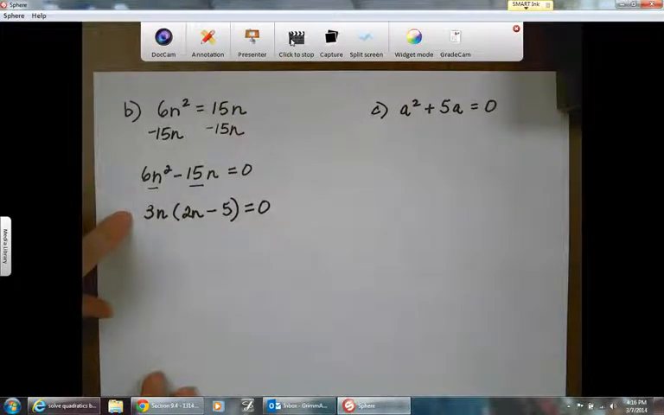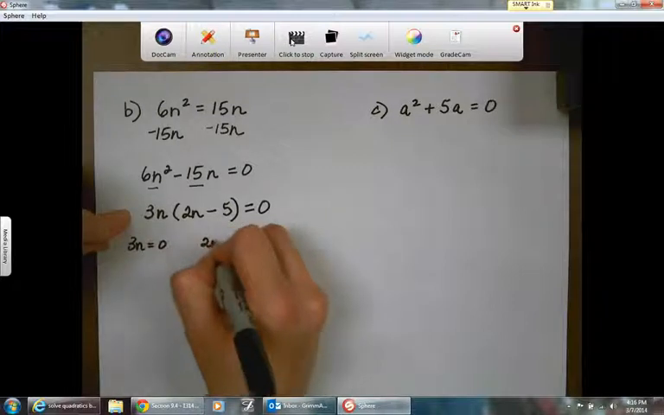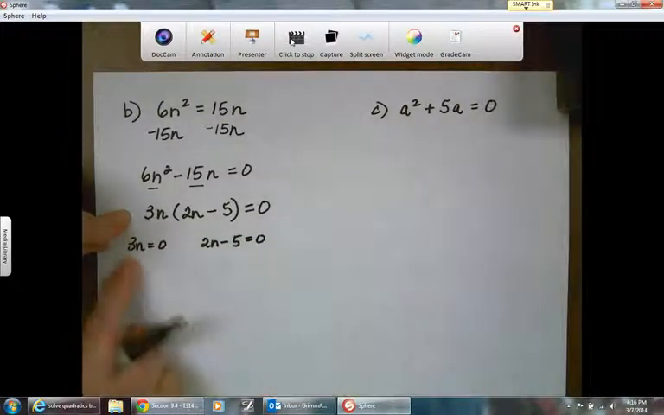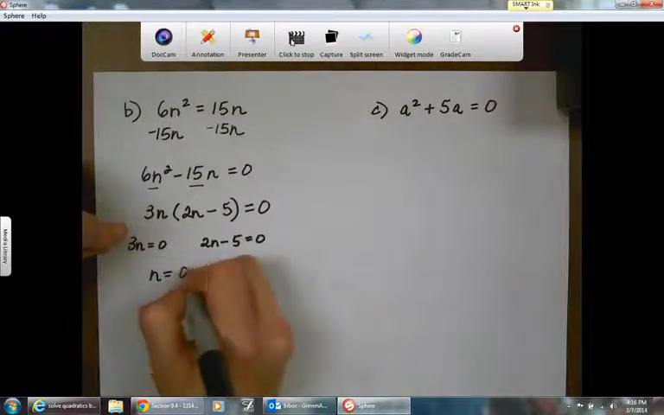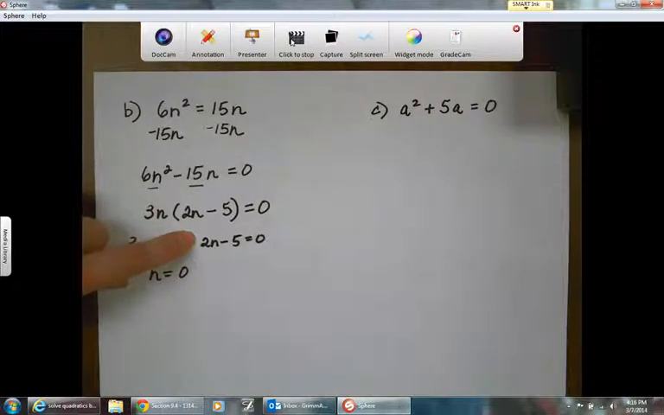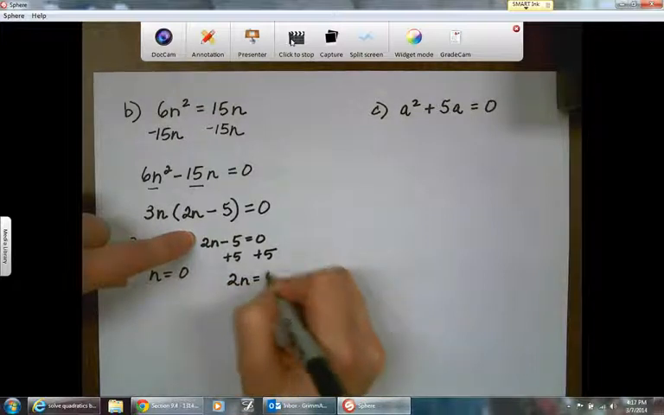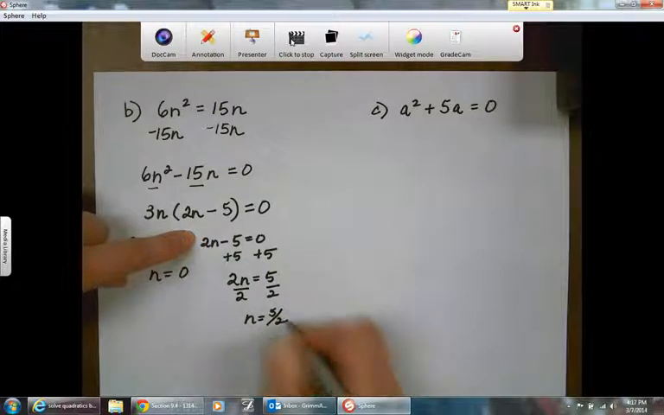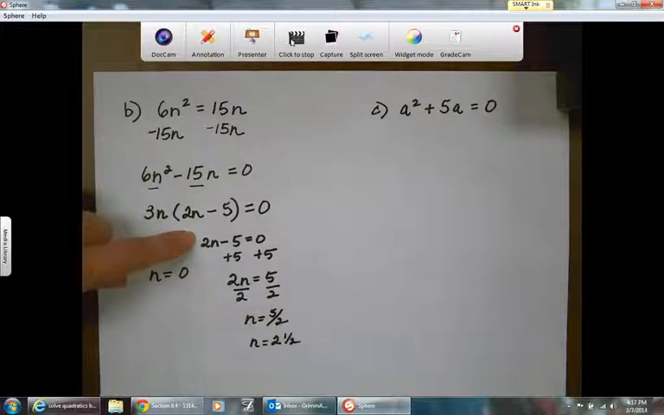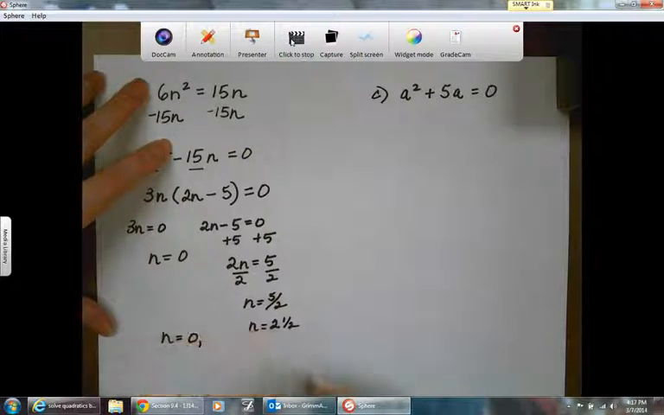So from there, I'm going to set up my two equations. So I have 3n equals 0, and I have 2n minus 5 equals 0. And so, again, this one, 3 times what is 0? Well, that has to be 0. And then on here, I'm going to solve this by adding 5 to both sides. I get 2n equals 5. And then I'm going to divide both sides by 2. I can either write 5 over 2, or if I want to change it, I can say that it is 2.5. And so my two answers here are going to be n equals 0 and 5 halves.